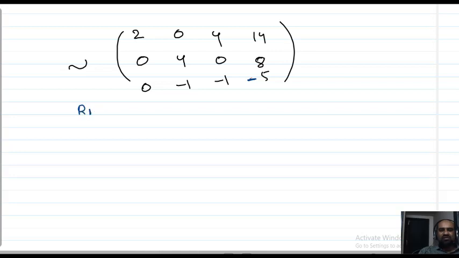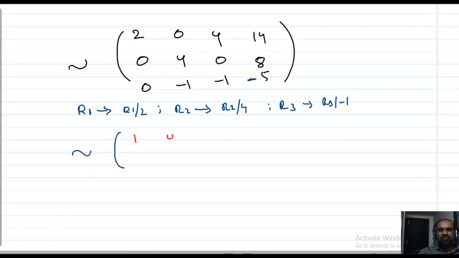R1 changed as R1 by 2. R2 changed as R2 by 4. R3 changed as R3 by minus 1. Students, what happened? Equivalent to 1 0 2 7, 0 1 0 2, 0 1 1 5. Okay.